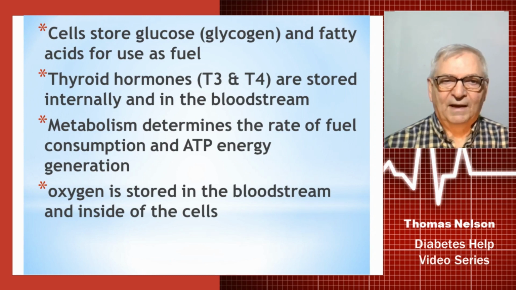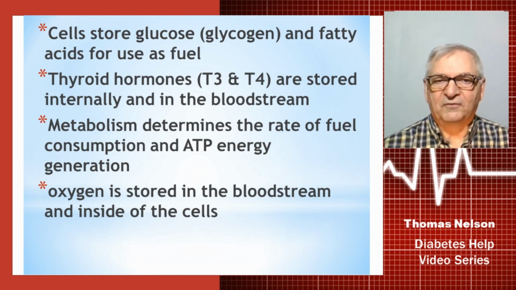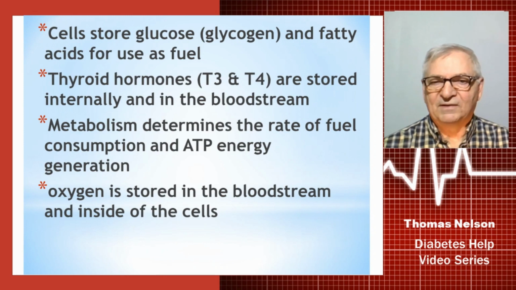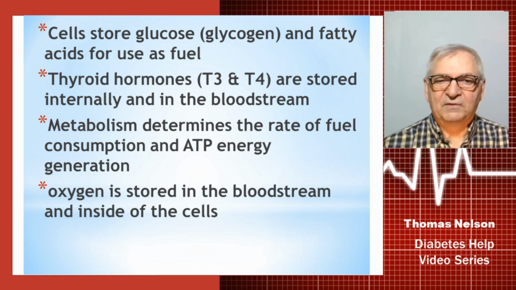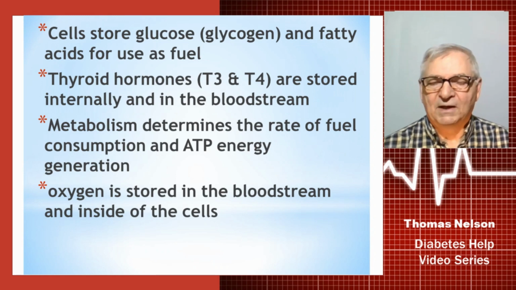So your cells store the glucose, again, in the form of glycogen. Whenever glucose enters a cell, it's converted by enzymes into that compact form called glycogen, and then also there will be fatty acids, so either of those can be used as fuel. And again, your thyroid hormones, T3 and T4, are stored internally and they're in your bloodstream. So your metabolism determines the rate of fuel consumption and the ATP energy that's going to be generated.